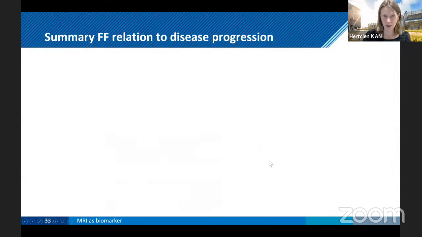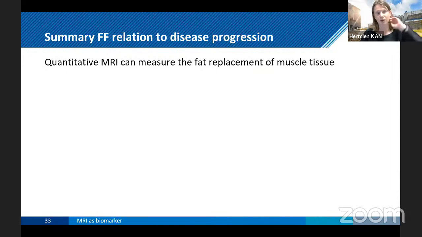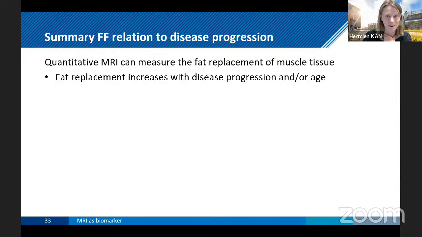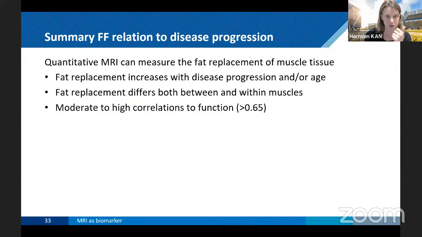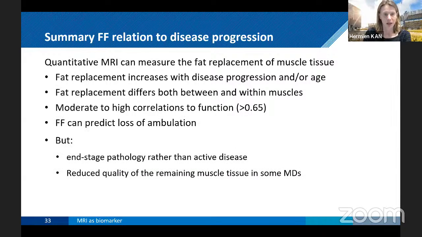So in summary, for the fat fraction for this part, quantitative MRI can measure the fat replacement of muscle tissue. I hope I've made that quite clear so far. This fat replacement increases with disease progression and/or age, because sometimes that is the same thing, especially in progressive disease. Fat replacement differs both between and within muscles. There are moderate to high correlations to function, so in general above 0.65, although there are also studies that find lower correlations, and studies that find much higher correlations, but I did not want to go into full details here. And fat fraction can predict loss of ambulation, at least has been shown in Duchenne muscular dystrophy.